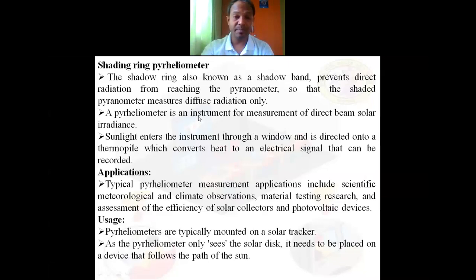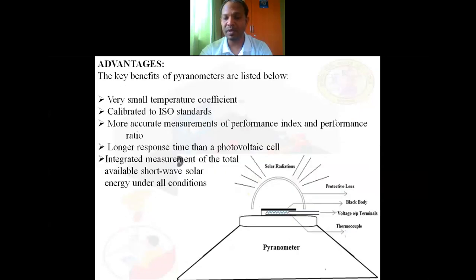The shadow of the ring prevents the direct radiation from reaching the pyranometer, so that the shaded pyranometer measures diffuse radiation only. Now you can see this sketch. Because of the enclosure over there, a shadow will fall onto this black body. Beam or direct radiation is nothing but the radiation reaching the Earth's atmosphere without any scattering, deviation or reflection. That is what we call beam or direct radiation.